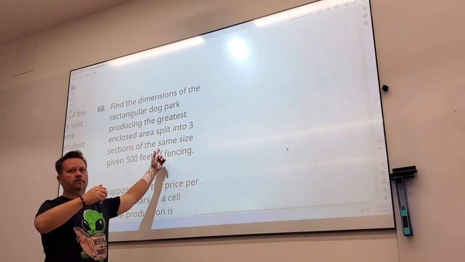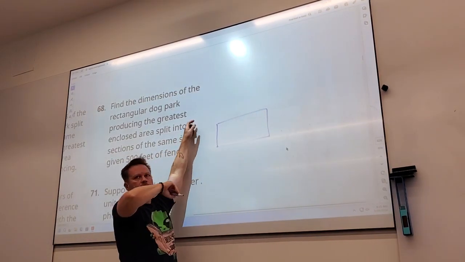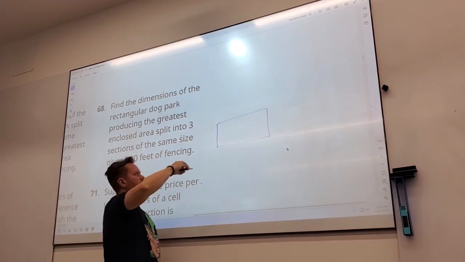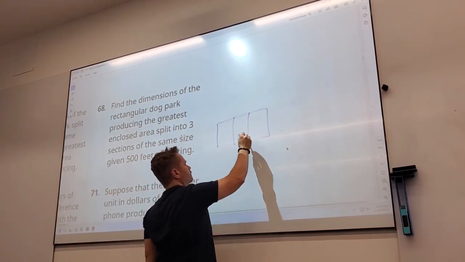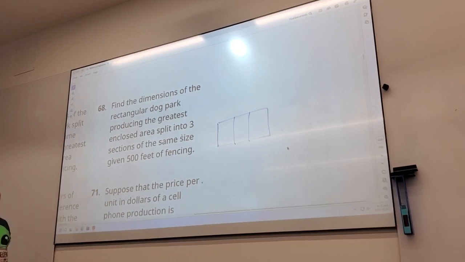But how would this look? I want a rectangular dog park that's broken up into 3 sections. Just put 2 lines in the middle at equal distance. Please don't tell me I made it 4 sections. Okay, thank God.